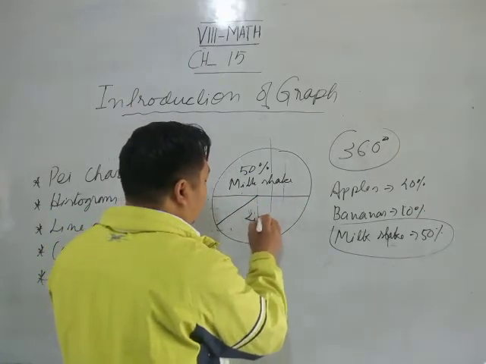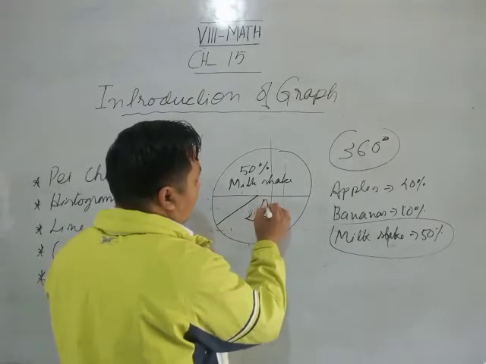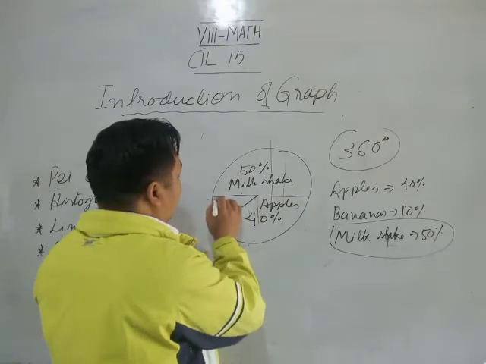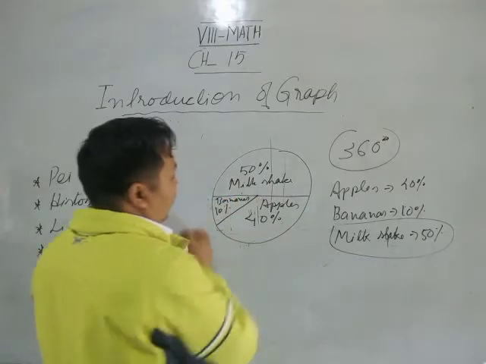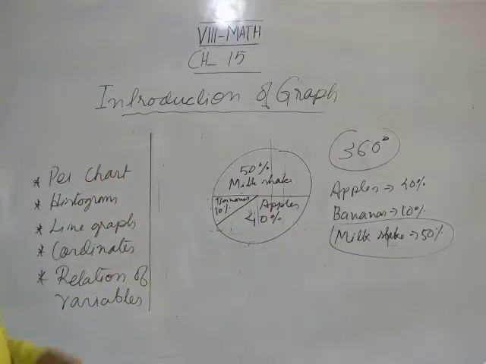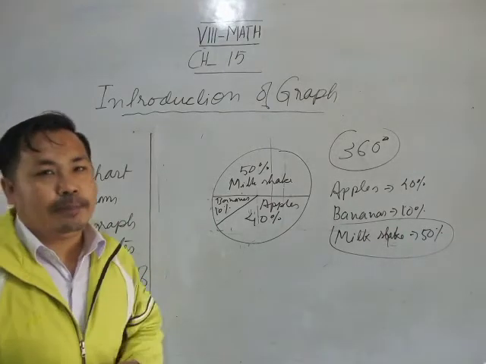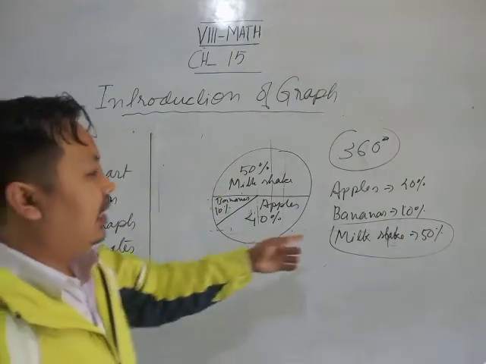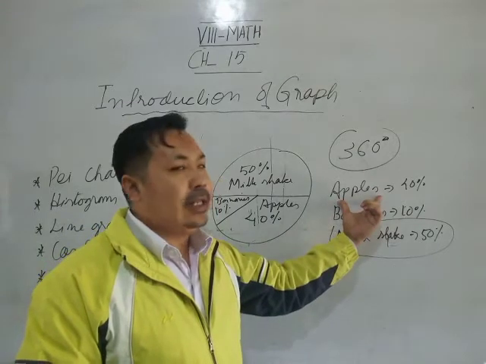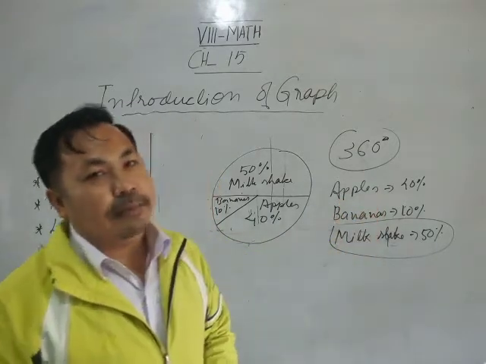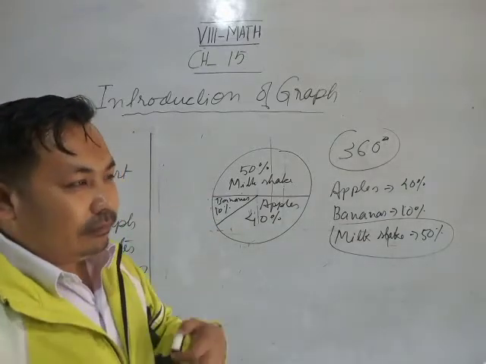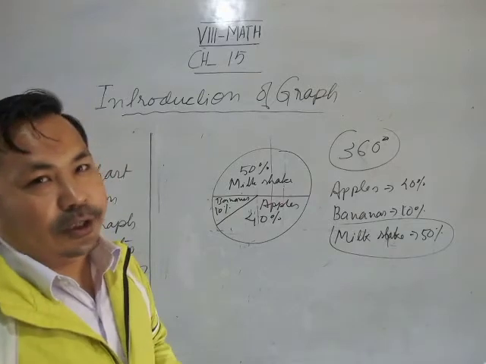40% will be this part, and it is the students who like apples. And this is 10%, the students who like bananas. For example, like this we represent the given information by a circle, and it's called a circle graph or a pie chart, because the parts of the circle represent the information, that is, how many students like apples, how many like bananas, how many like milk. That's clear?